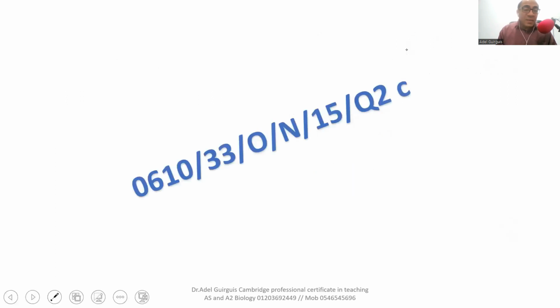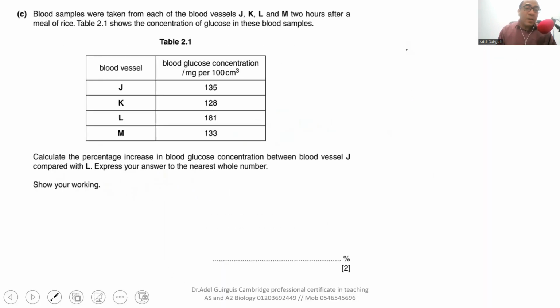Here, variant 3, paper 3, October/November 15, question 2, letter C. Blood samples were taken from each of blood vessels J, K, L, and M 2 hours after a meal of rice. Table 2.1 shows the concentration of glucose in these blood samples. Here are the 4 blood vessels and the blood glucose concentration in milligram per 100 cubic centimeter of blood.